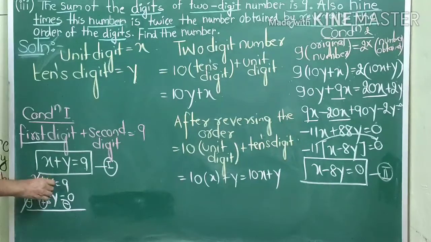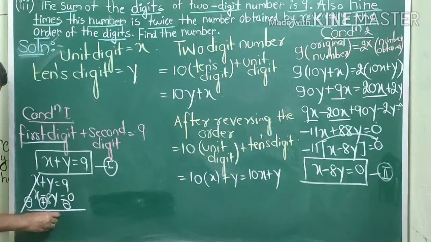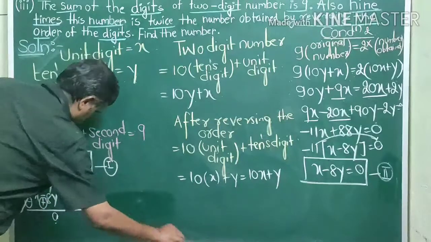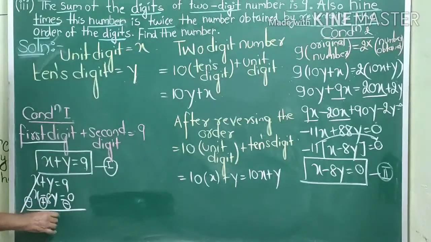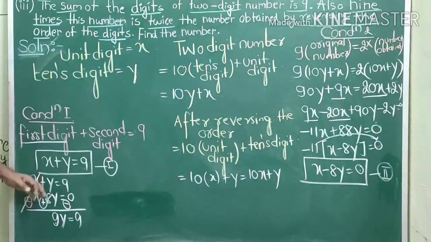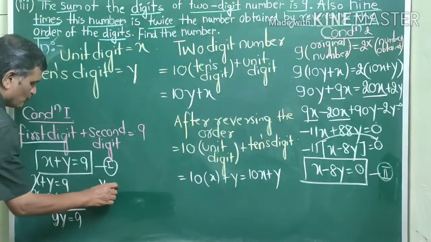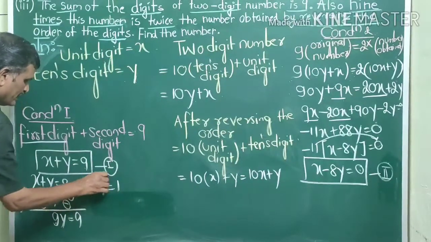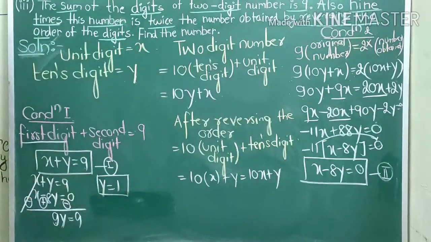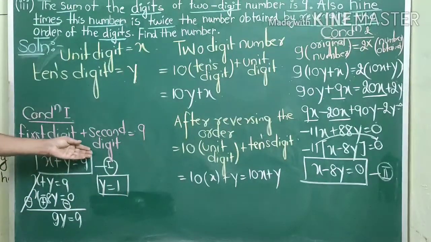So 1y plus 8y is 9y. And 9 minus 0 is 9. So children, what I get is y is equal to 1. And if I get y is equal to 1, then I can put it in any of the two equations here. x plus y is equal to 9.